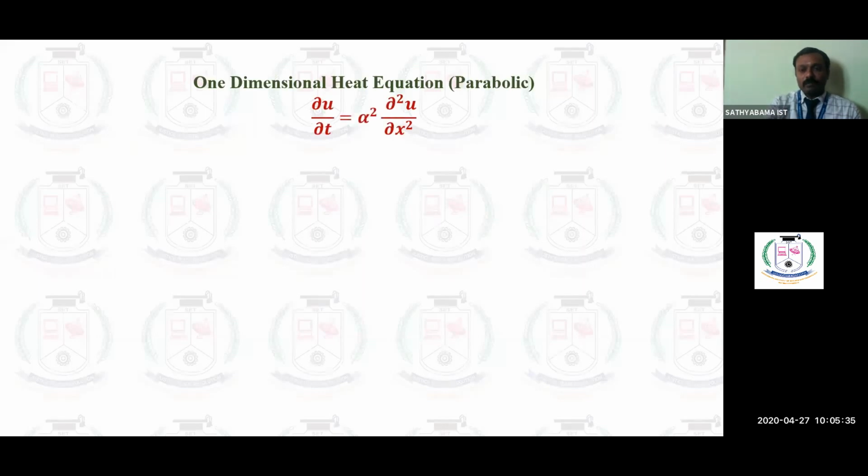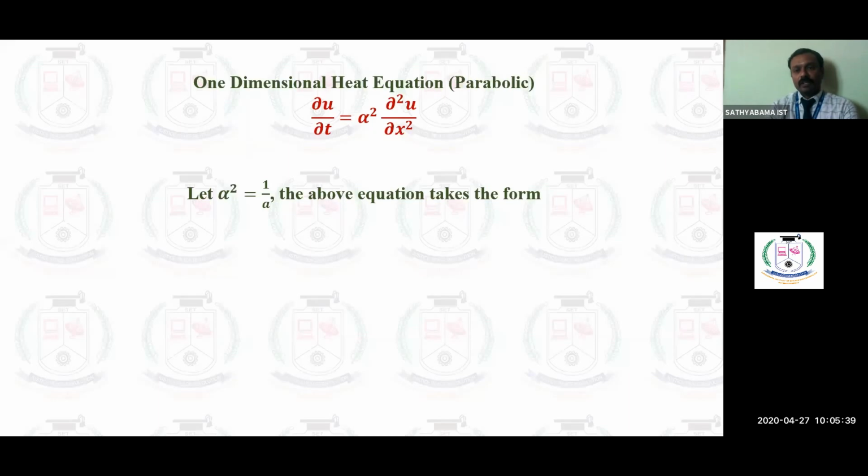Now we are trying to get the schematic representation for this parabolic equation. To solve this parabolic equation numerically, let's find out the corresponding difference equation. For convenience, we take alpha squared equal to 1 by a, and rewriting the equation, we get dou squared u by dou x squared is equal to a into dou u by dou t.